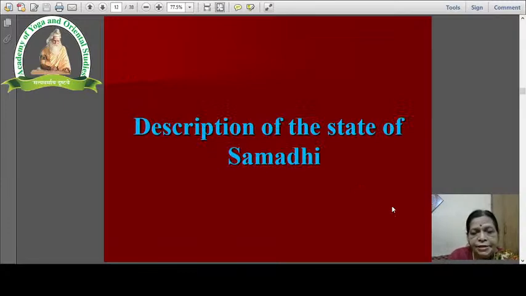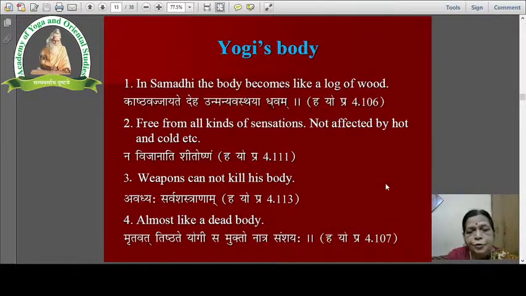Now, description of the state of Samadhi. What happens to the yogi during Samadhi? If he attains Samadhi, what happens to him? Now, what happens to the yogi's body? In Samadhi, the body of the yogi becomes like a log of wood. It is a piece of wood. Kashtavat jayate deha unmanya avasthaya dhruvam. Unmani avastha means Samadhi avastha. Kashtavat jayate deha. The body becomes like a log of wood.